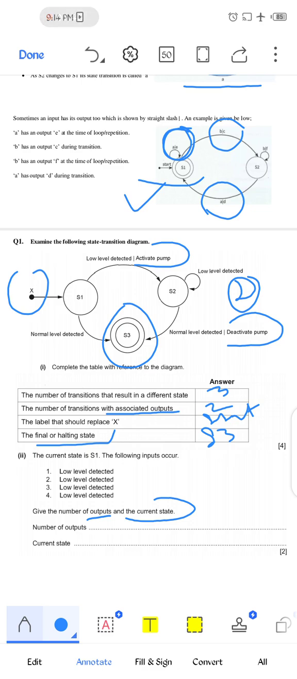So when you were giving low level detected, it gave an output just one time. And for low level detected, the current state it gave was S2. This is the way you solve your questions and cover this topic of state transition diagrams. Hopefully you get that. If you have a further query, you can write down your comment and I'll definitely respond. It will help you solve this question as well.